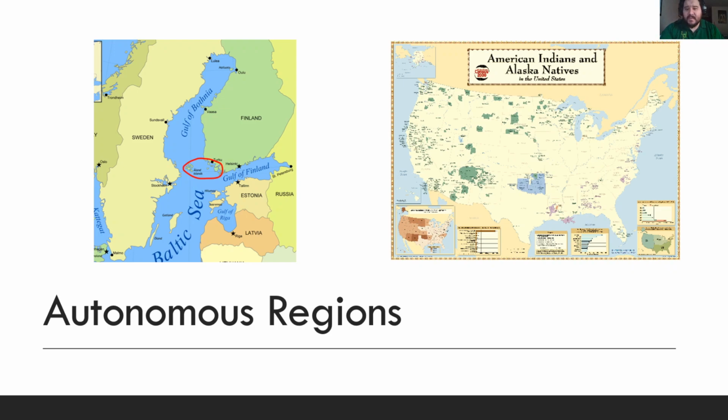In Scandinavia, we have these islands off the coast of Finland. They are autonomous unto themselves. They're still under the umbrella of Finland, but for the most part, they can develop their own laws and policies for themselves. They're just not quite a separate entity, right?